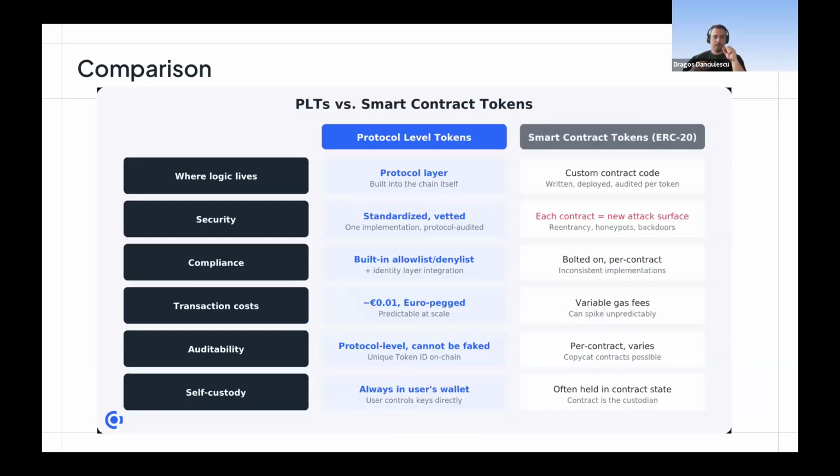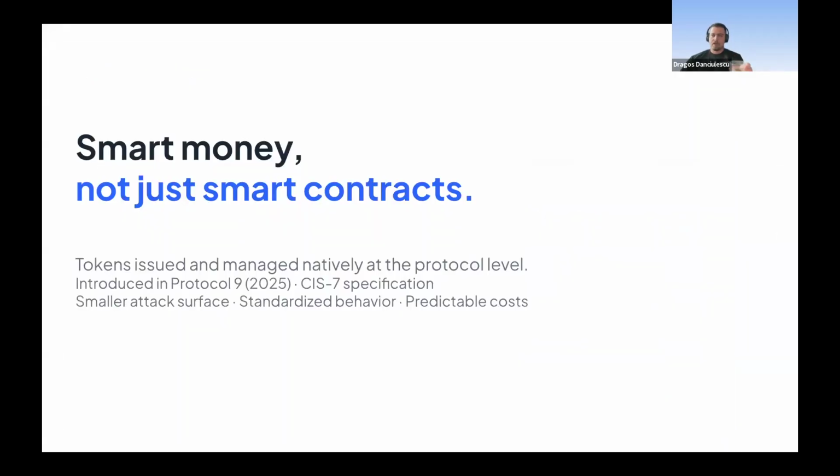The last but not least important aspect which I want to mention is self-custody. A problem that's been in the stablecoin space for the past couple of years is that tokens are held in the contract state, so they're not actually in your wallet. The goal of protocol level tokens was to always have self-custody. So the tokens will always be available in your wallet, and you as the user will always control the keys directly. Again, the goal is to have smart money in the end. This was issued in 2025 with Protocol 9.